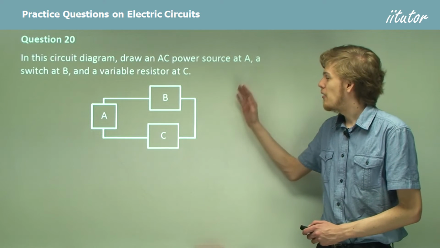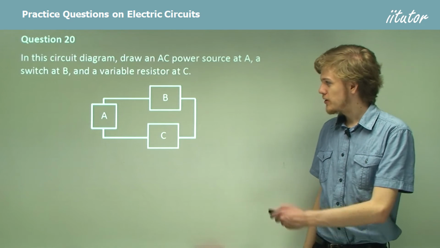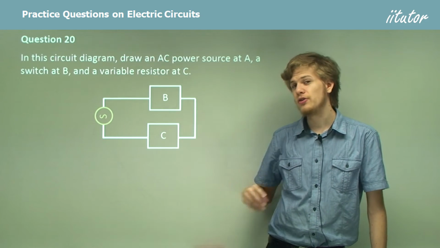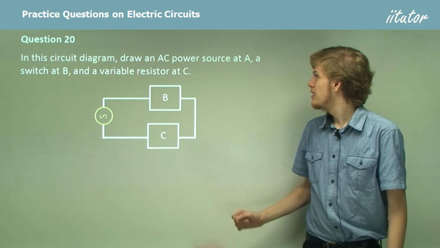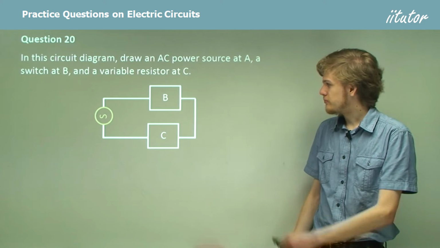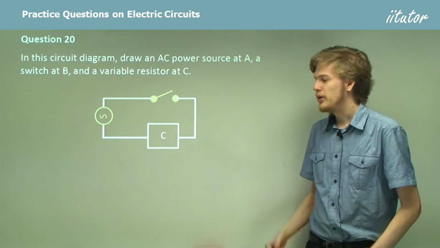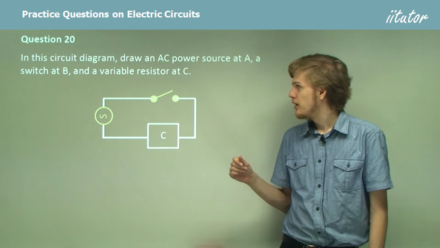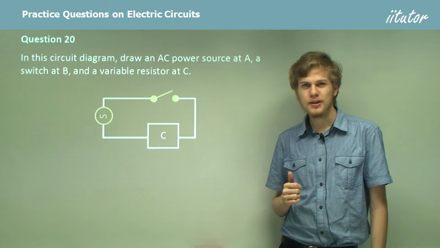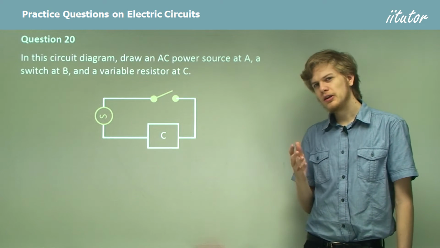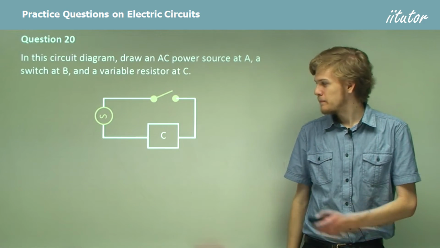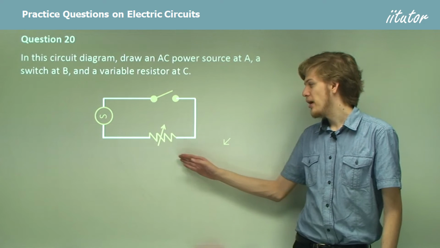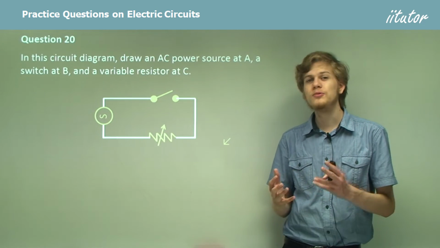So, our AC power source might look like this. A circle with a little sine wave across it to show that it varies. A switch at B will look like this, which we can open and close to allow current to flow through the circuit. And finally, a variable resistor at C, which looks kind of like a resistor but with one change. We draw a little arrow across it to indicate that we're able to change how large the resistance is.